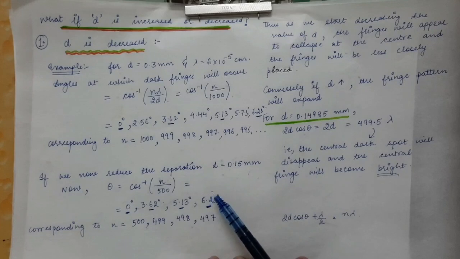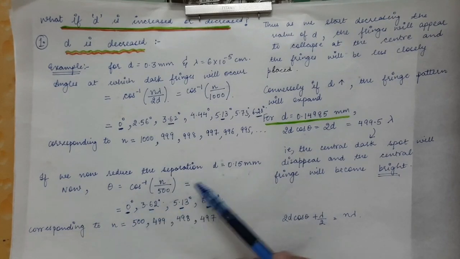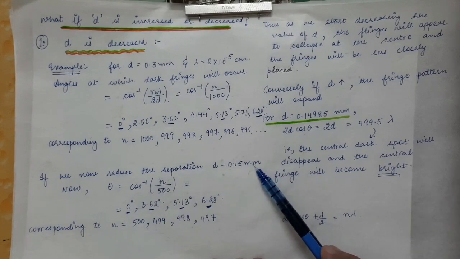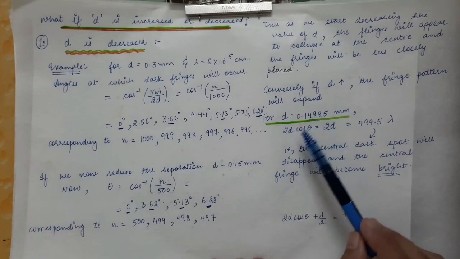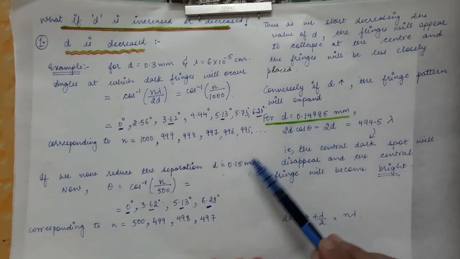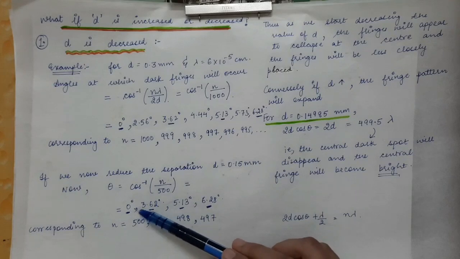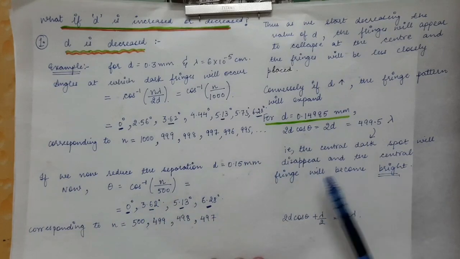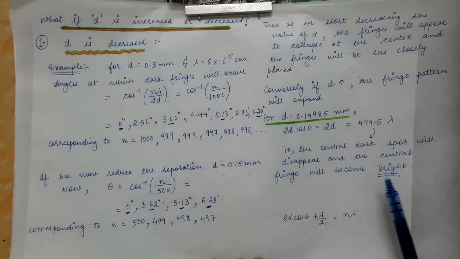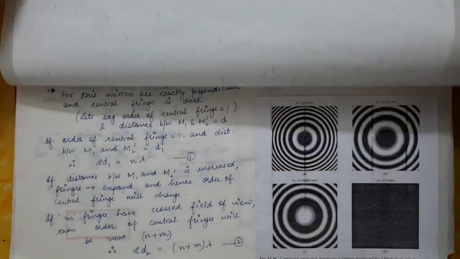So the central dark spot which was appearing for d equal to 0.5 mm, when you reduce the distance between the mirrors using the screws by a very small amount, will disappear, and now the central fringe will become bright. So this can be seen in this figure.